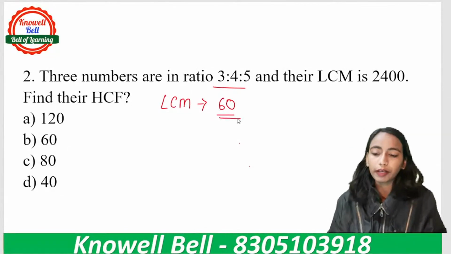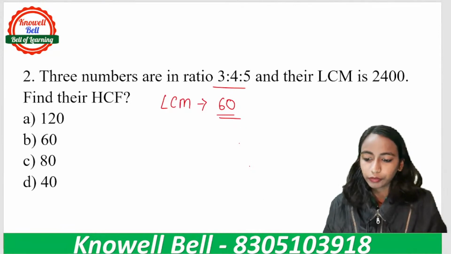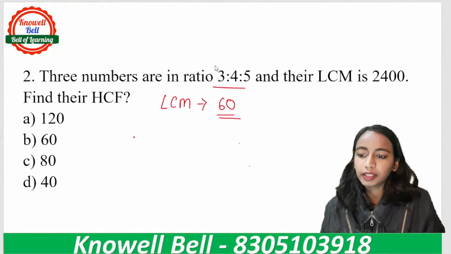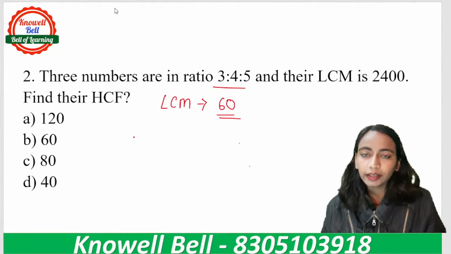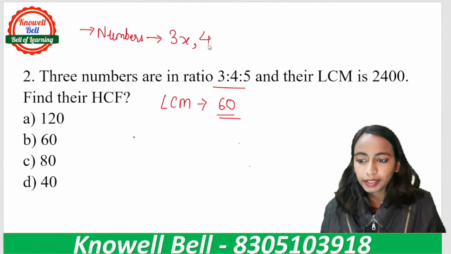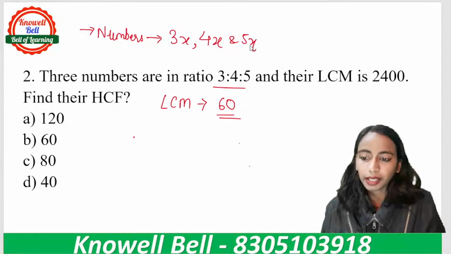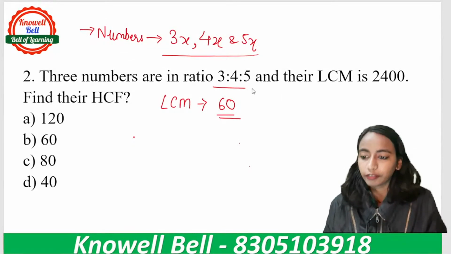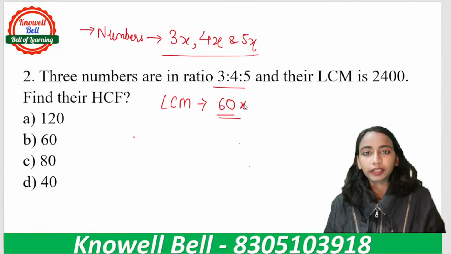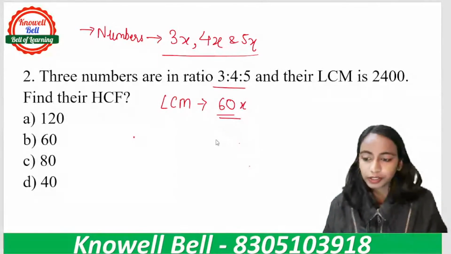Now we have to find out the numbers. These three numbers are in the ratio of 3, 4 and 5, so we will assume the actual numbers are 3x, 4x and 5x. Their LCM is 60x. Till this point it is clear to everyone.